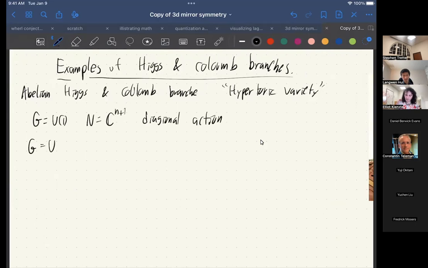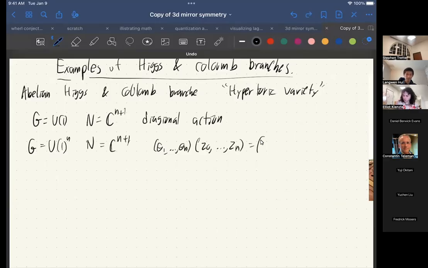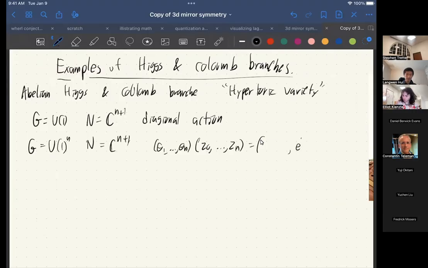And then we have the next example where G is U1 to the N, so an N torus acting on an N plus one dimensional complex space, where my action is going to be given by the standard action on the coordinates Z1 through Zn. And then on the first coordinate, it's going to be the thing that makes it all work: negative the sum of angles, okay?